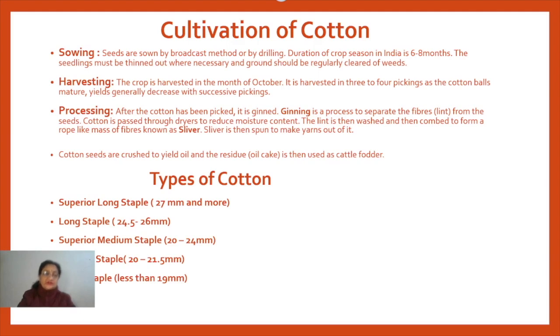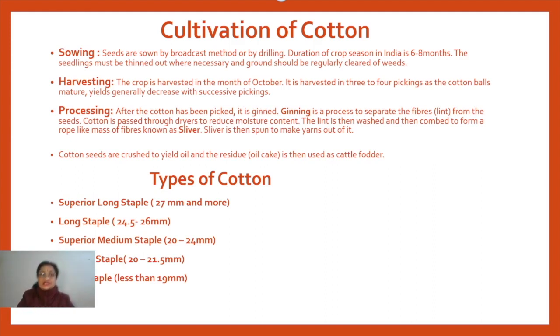The second variety is called long staple, and long staple cotton has fibers with a length of 24.5 to 26 millimeters. Now the third one is superior medium staple. Again, its length is comparatively less than that of long staple. How much is that? In this case you will find the length of fiber is from 20 to 24 millimeters.